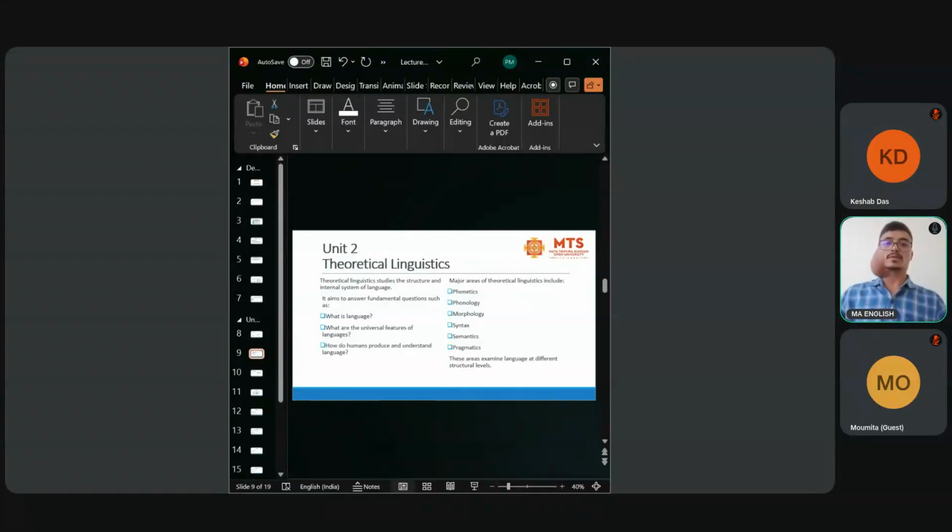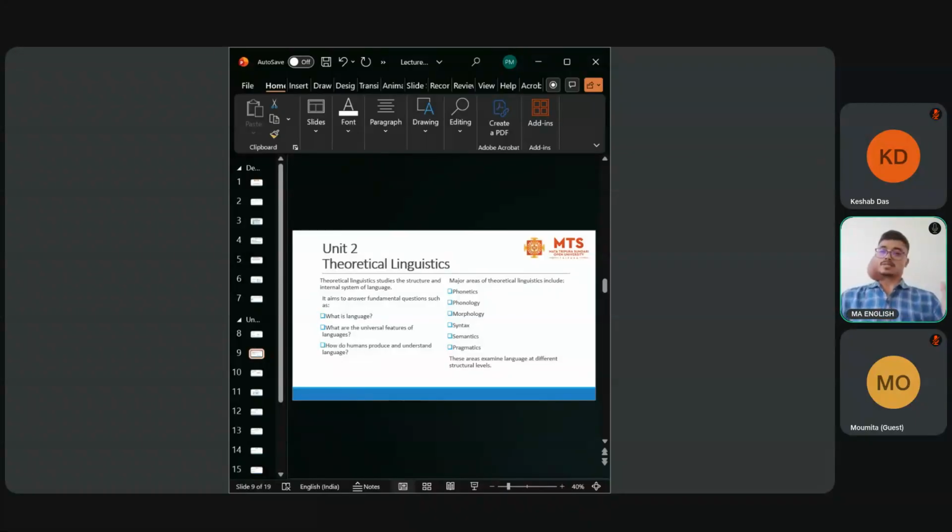Stay with me, okay? So theoretical linguistics is the branch of linguistics that studies the structure, the internal system of language. The word theoretical should not frighten you. It simply means that this branch is focused on building theories, models, frameworks that help us understand language in general, not just one specific language.